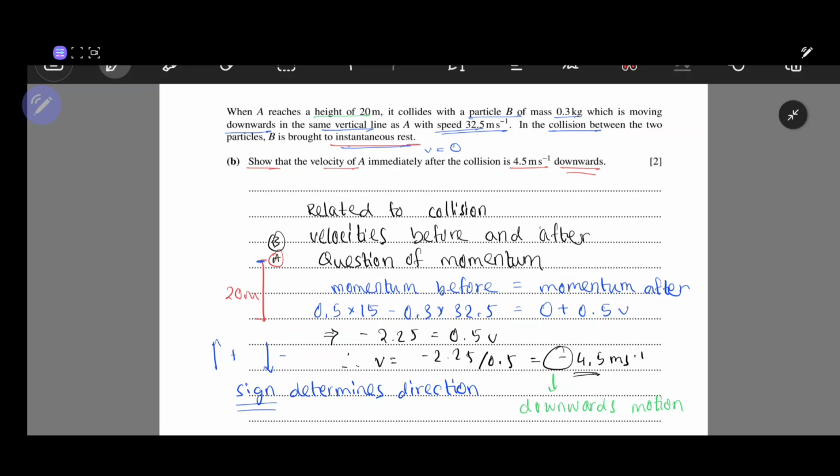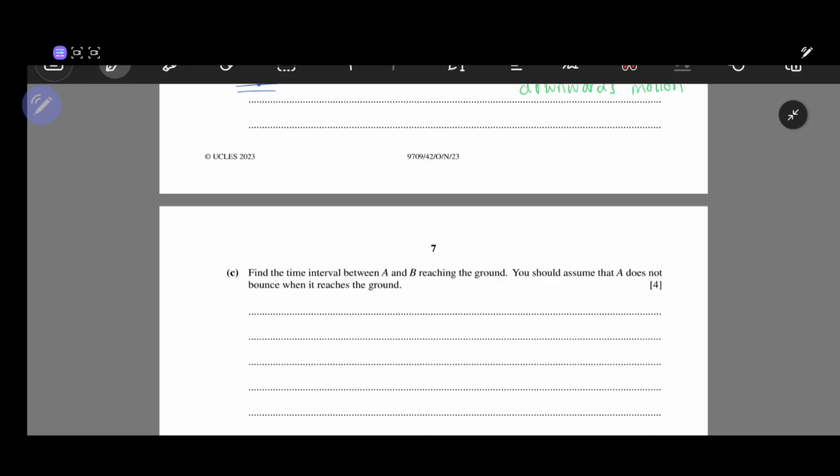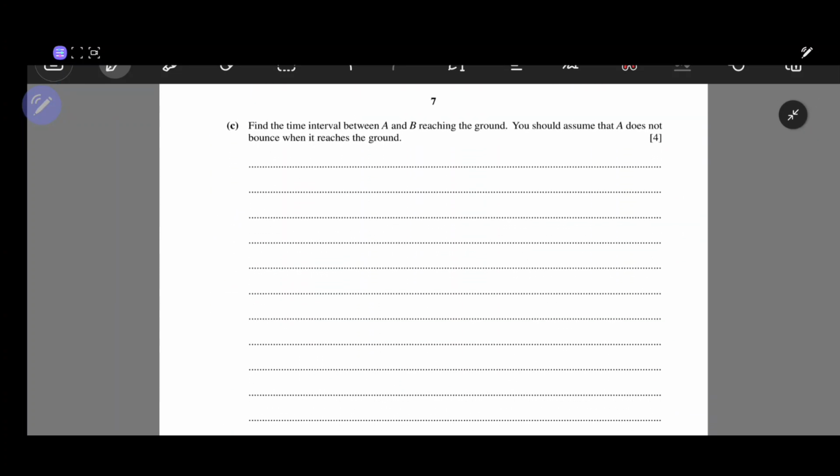Moving on. Find the time interval between A and B reaching the ground. You should assume A does not bounce when it reaches the ground. This information is not really necessary. We'll need to focus on the first sentence.